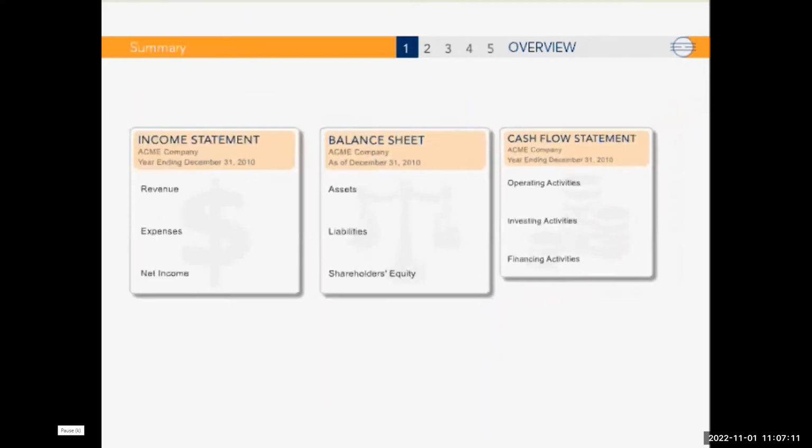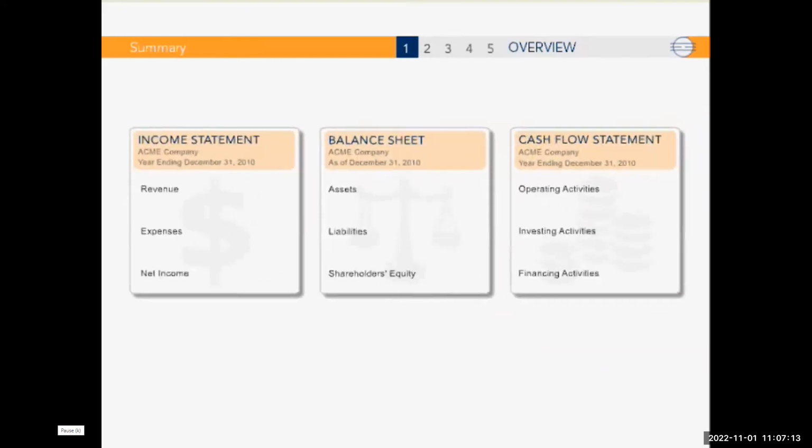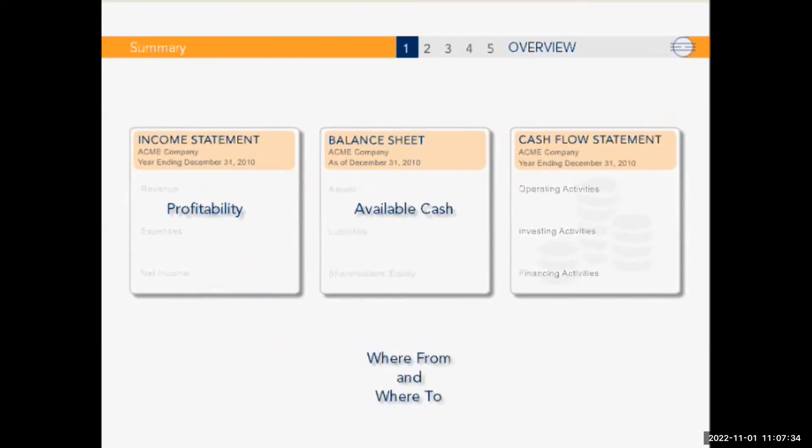Remember, while each statement has a different purpose, all three are necessary in helping us understand a company's complete financial story. For example, if you want to know whether or not a company is profitable, the income statement is what you need. Even though you know the company is profitable, if you want to know how much money the company has available right now that you can spend, you want to look at the balance sheet. And regardless of profitability and current available cash, if you want to know where cash came from and where it went, you look at the cash flow statement. Each document fills in a piece of the puzzle to complete your understanding.